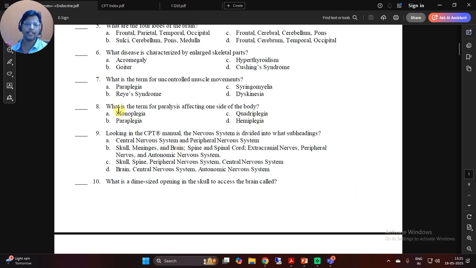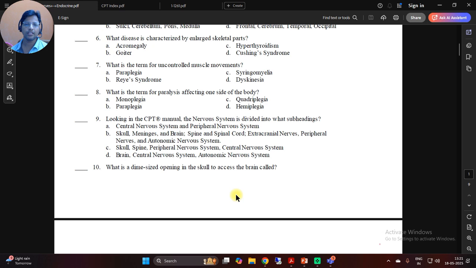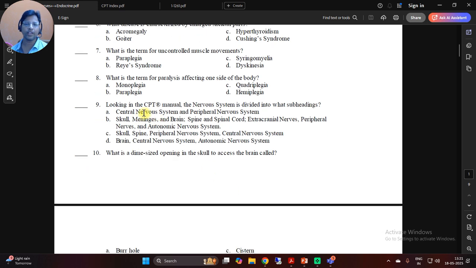The answer for this one, what is the term for paralysis affecting one side of the body, is hemiplegia. So basically here you need to divide the word. Hemi means half, plegia means paralysis. So one side of paralysis is called hemiplegia. Okay, so ninth one, looking in the CPT manual, the nervous system is divided into what subheadings?